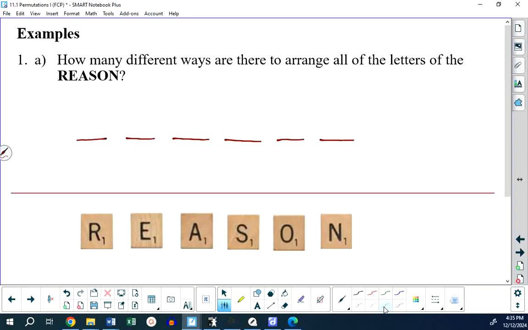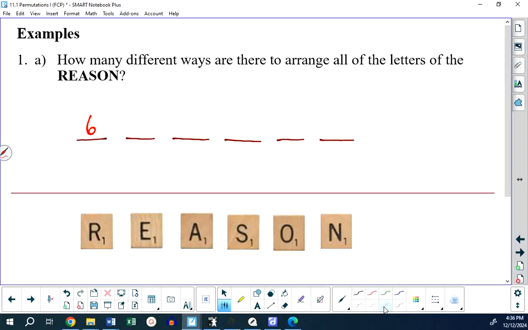The first decision is, which letter do we put in the first blank? And then once we put a letter in the first blank, the next decision will be to put a letter in the second blank, all the way down the line until we've completed all 6 of these pieces of the task of arranging all of these letters. Well, how many ways can we decide on putting a letter in the first blank? The answer is 6. I can choose an R or an E or an A or an S or an O or an N. Bobby Bear only had 3 pairs of pants to choose from. We have 6 different letters to choose from.